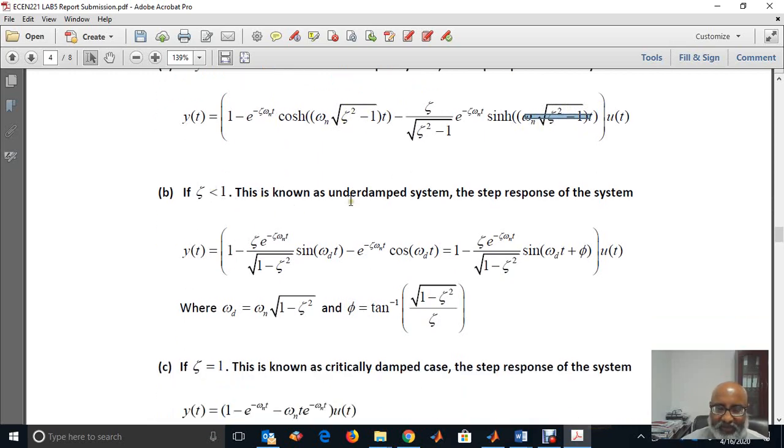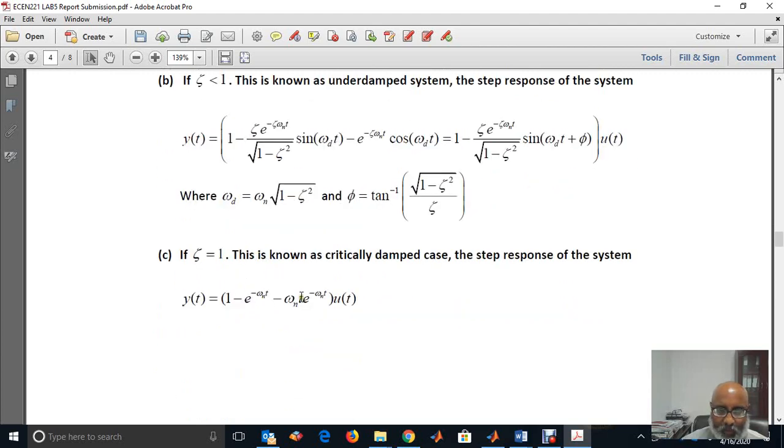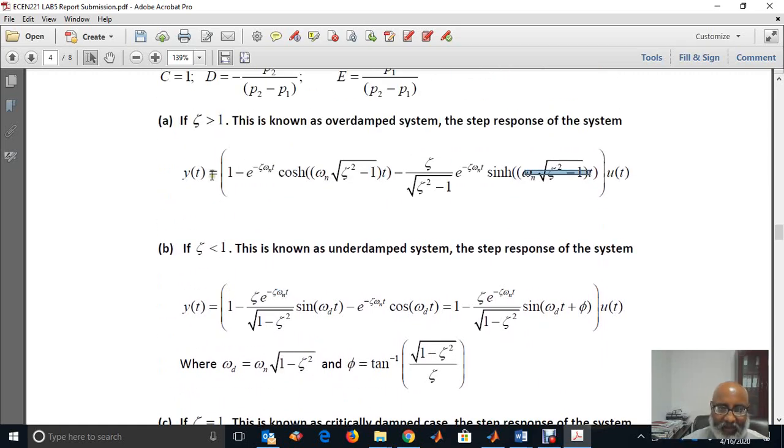If zeta is less than 1, this is called an underdamped system. For the step response, again I did it for you here, and the simplified form is this. y of t is 1 minus zeta over the square root of 1 minus zeta square, e raised to minus zeta omega n t, sine omega d t, and again this cosine part. If you simplify it you can also use this, where omega d means omega n square root of 1 minus zeta square, and phi is tan inverse of this over this. This is if zeta is less than 1, and if zeta is equal to 1, I have this formula. So for different values of zeta, I have an expression for y of t, the step response of the system. Remember this.